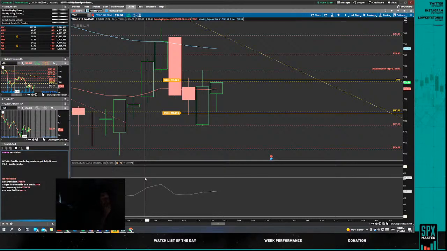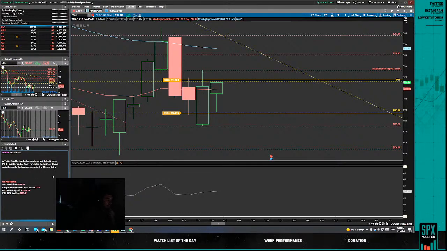Inside candle break, good range for both sides. And above the outside candle high, there's room towards the 50 EMA daily, right there. That's what we have. We have WYNN and Tesla right here.